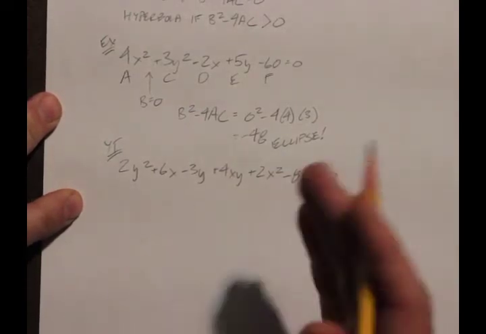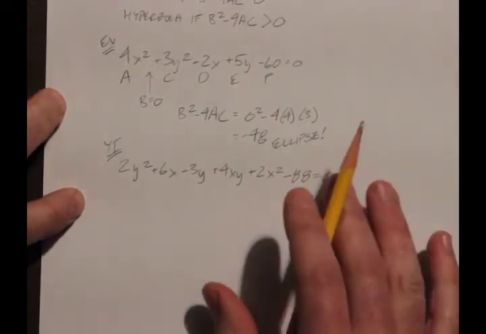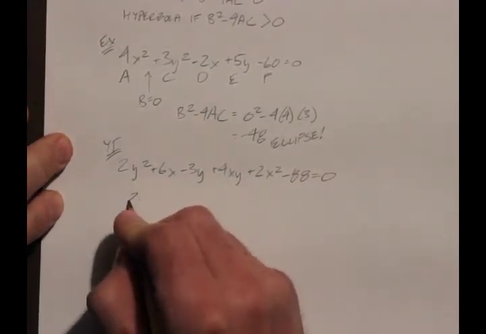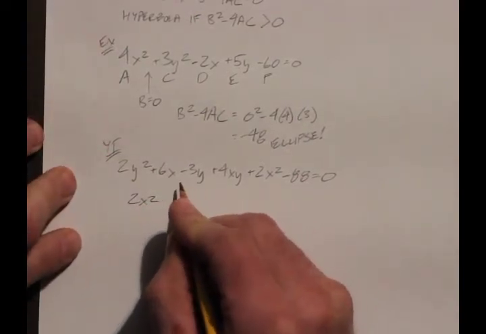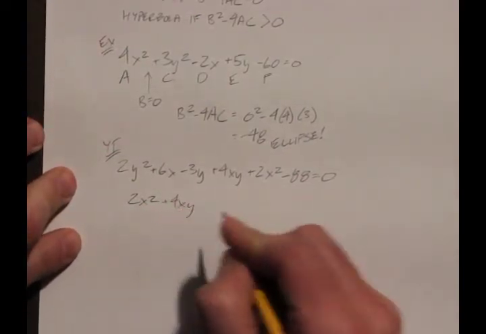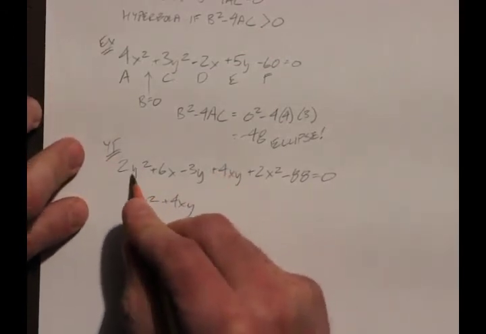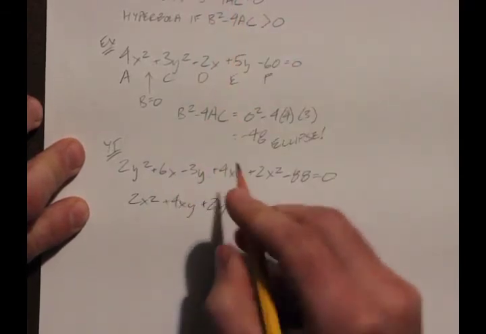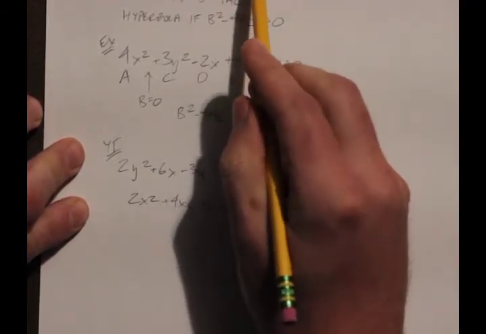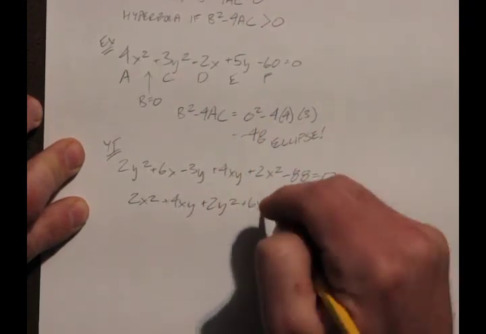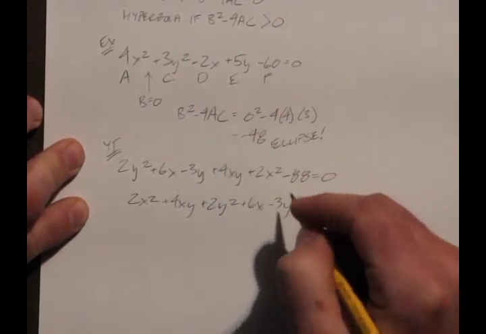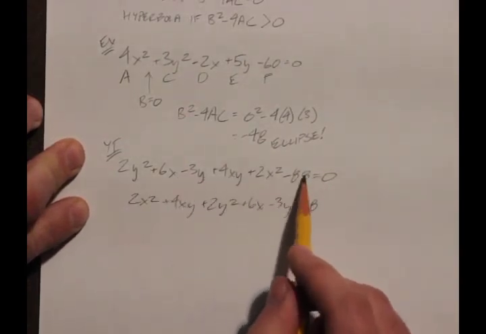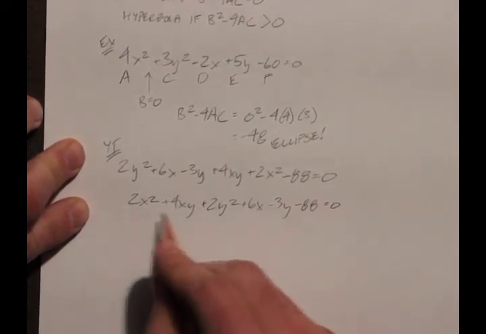So, welcome back. Now I'm going to work this out. Let's see how you did. So, I'm going to put this in order. So the x squared goes first, 2x squared, and then I've got the xy, so plus 4xy, and then plus my y squared, so plus 2y squared, and then the x value plus 6x, and then the one that just has y here, minus 3y, and then minus 88. I got all those. 1, 2, 3, 4, 5, 6. Okay, equals 0. So now I have it all in order.